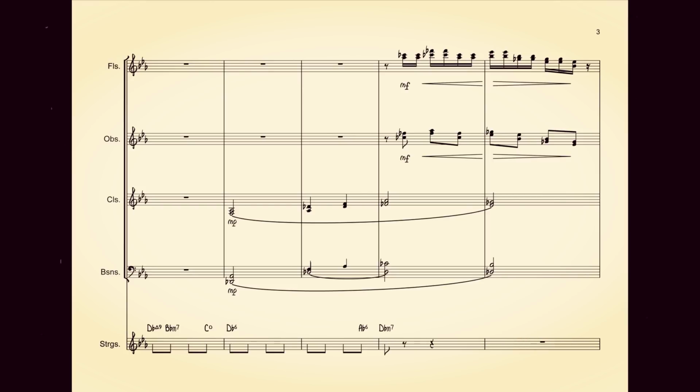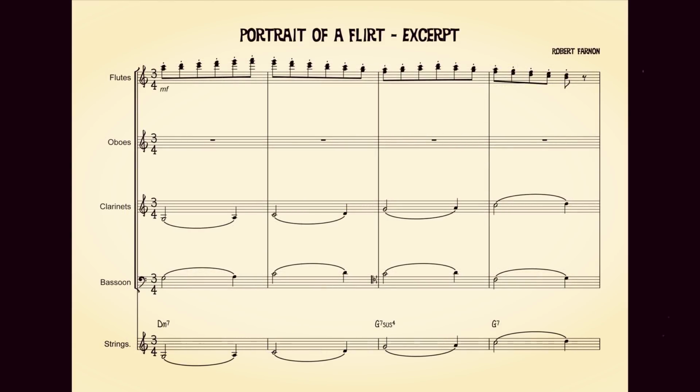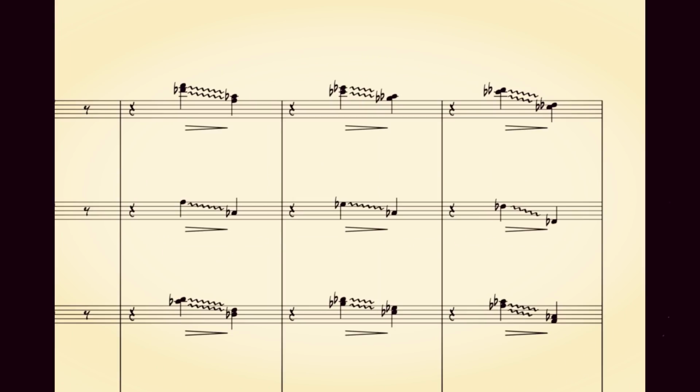Let's look at one more example where the woodwinds are being employed with counter-melodies and interjections. Portrait of a Flirt by Robert Farnan. Again, we've got the full orchestration on view. In this example, the woodwinds are much busier, but only because the string melody is much more elongated rhythmically. This allows the space for the winds to show their strong suit, agility.